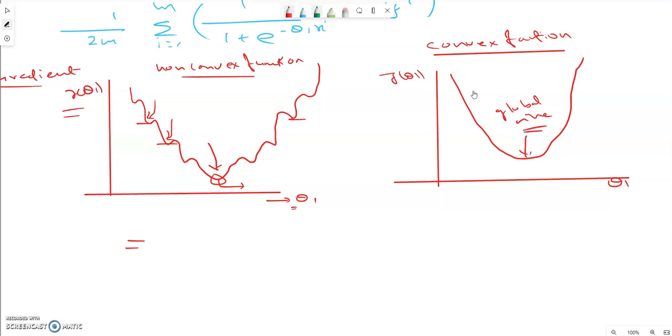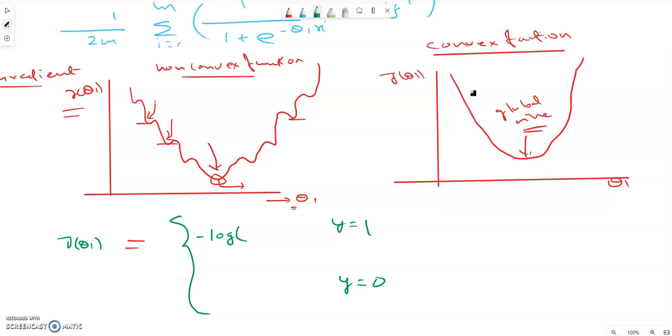Let me just take another sketch here. J of theta 1 is equal to... see, we have two outputs here: one is when y is equal to 1 and the other one is when y is equal to 0. Now here, when y is equal to 1, we are using a logarithmic function and putting h theta of x_i into it.